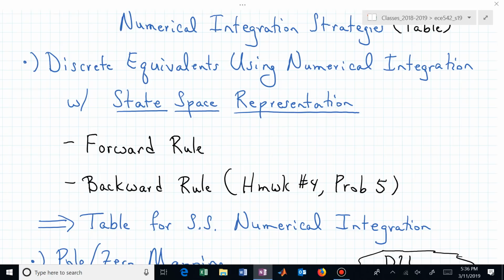And I think in the email, if you read it closely over spring break, I said the forward rule is more straightforward than the backward rule to derive. And I'm just curious, show of hands, how many actually derived the forward rule?